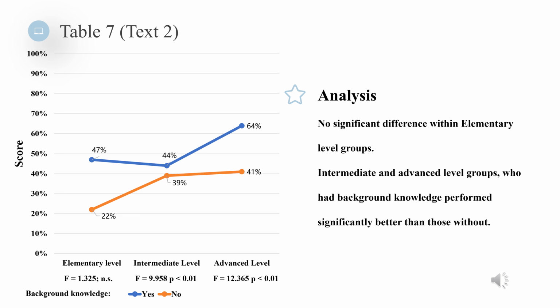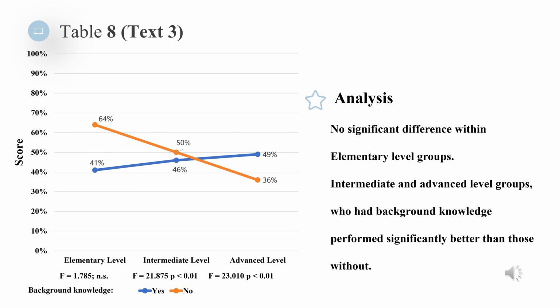The mean score of intermediate participants with background knowledge was 44%, while their counterparts scored an average of 39%. Actually, that was pretty close. But the F-value and P-value show us the fact that background knowledge had a significant effect on the performance of both intermediate level and advanced level students.